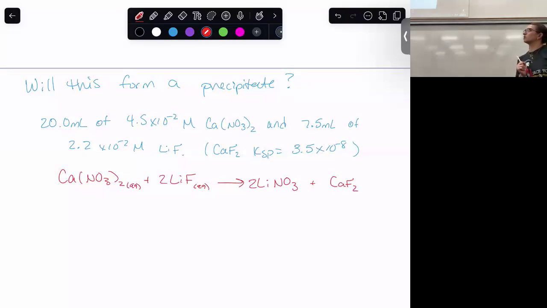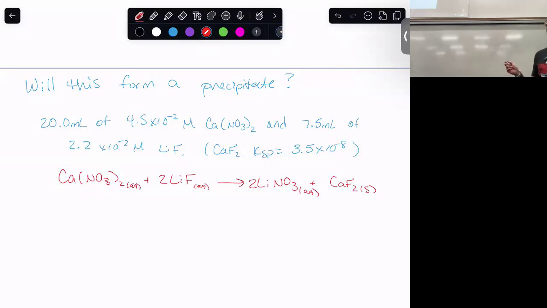Perfect. And do we know what lithium nitrate is in terms of solubility or phase? Yep, so this is going to be aqueous. Anything with group 1 and anything with the nitrate are always going to be soluble. And what do we know about calcium fluoride? Yep. Whenever you're given a KSP for something, you know that it will be a solid. It can't have a KSP unless it's a solid.